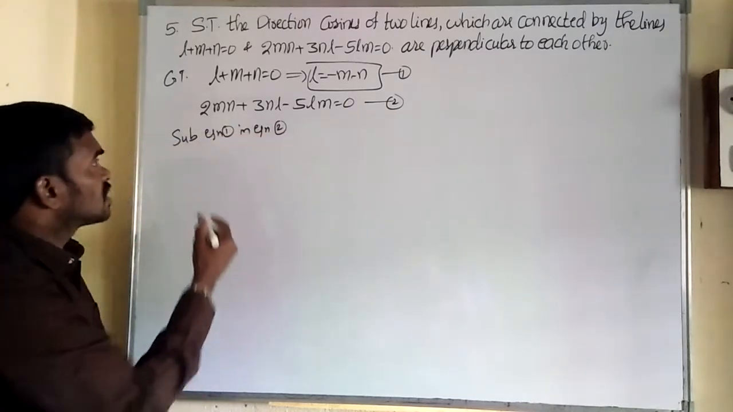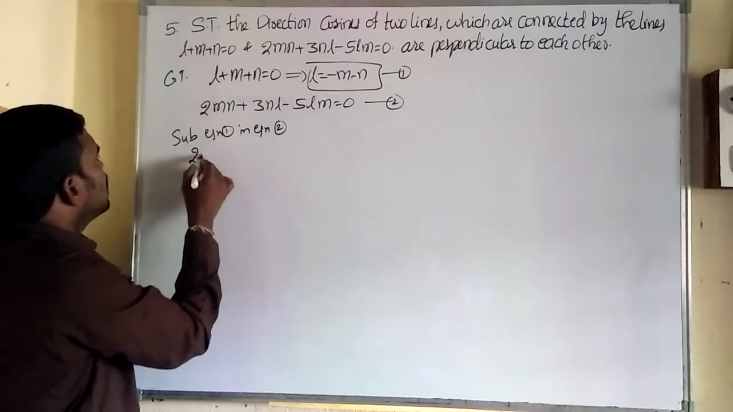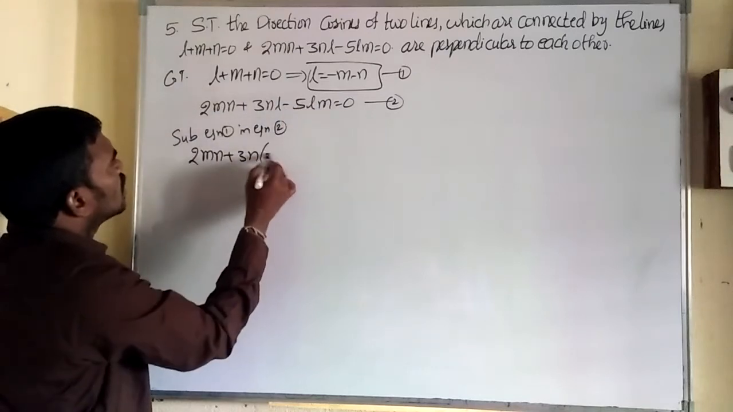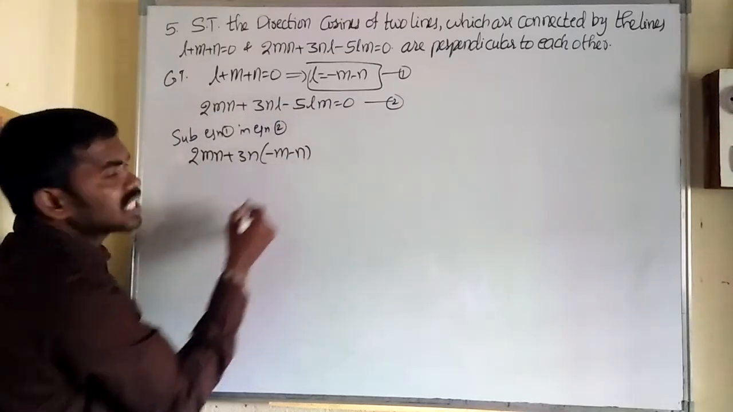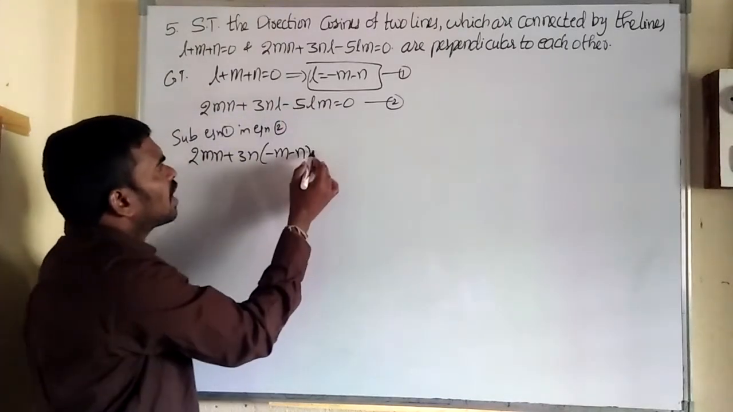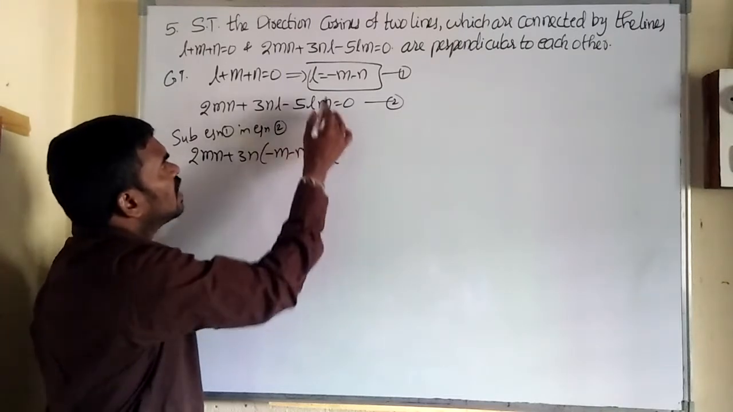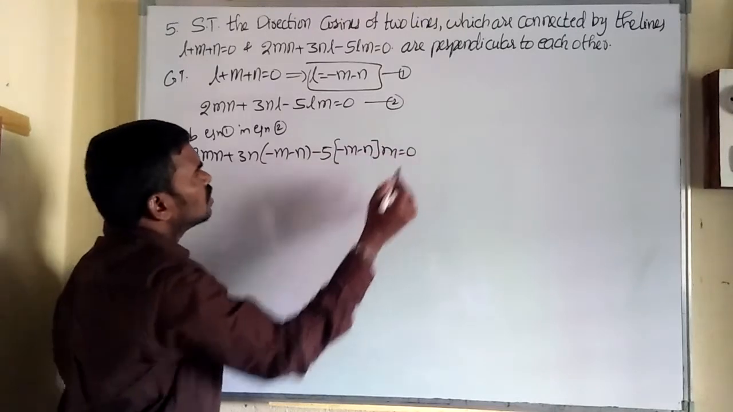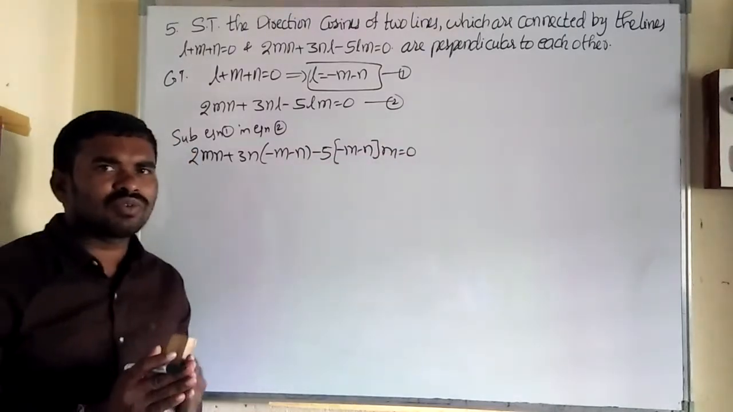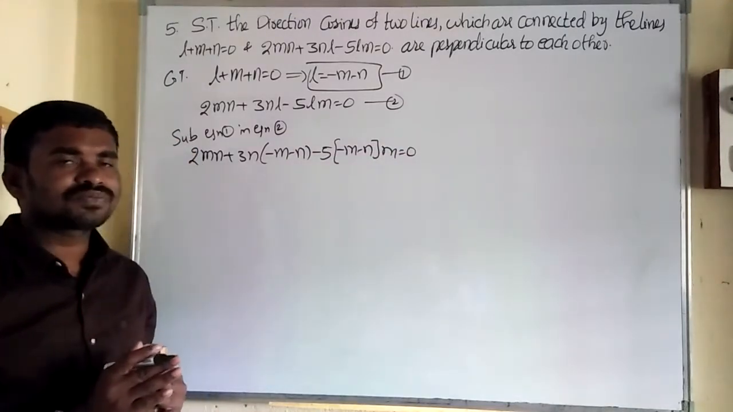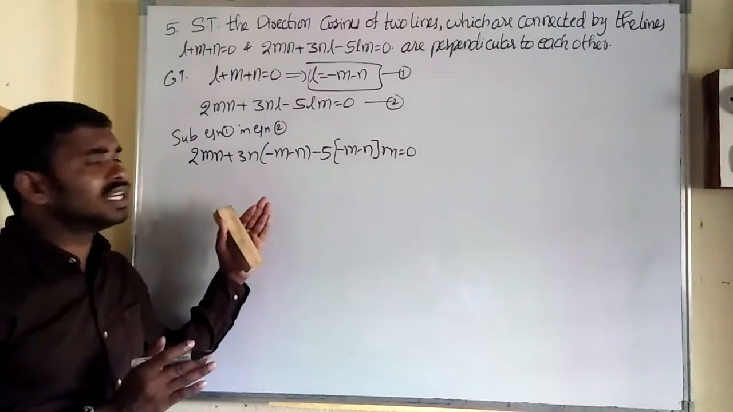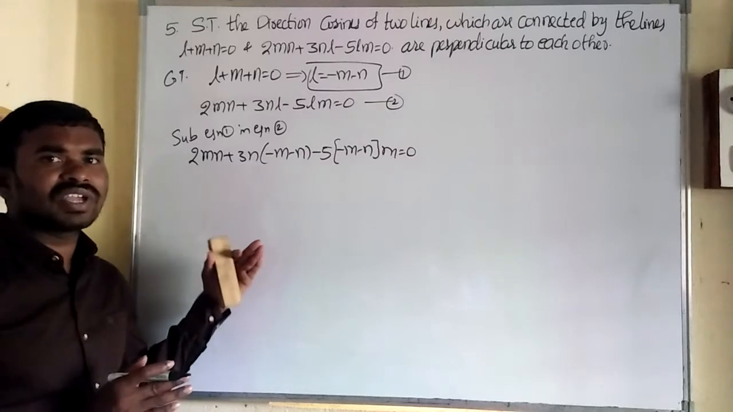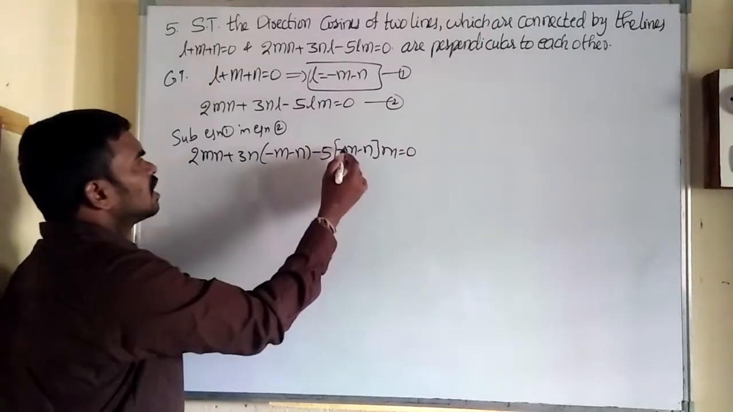So 2mn becomes 2 times m times n, plus 3n, and l means what? Yes, very good, (-m - n). Next, minus 5 as it is, and l means (-m - n) times m, equal to 0. If you completed Part 1, please watch this Part 2. This is a little bit different from the Part 1 problems. Same process, but the simplification changes a little bit.